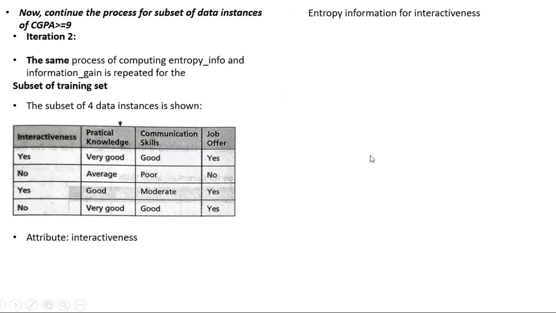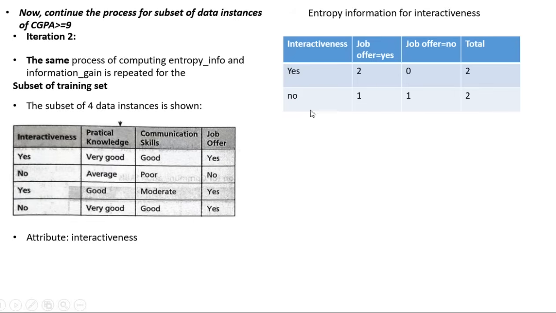Let's now do it for interactiveness. This is the table that you have to form. From this table, you form this second table. When interactiveness is yes, how many times is the job offer yes? 2. See here 1 and this is 2. For interactiveness yes, job offer no is 0, you don't have any value. When interactiveness is no, job offer no is 1. When interactiveness is no, job offer yes is only once. So this is the table that you form for the attribute interactiveness.